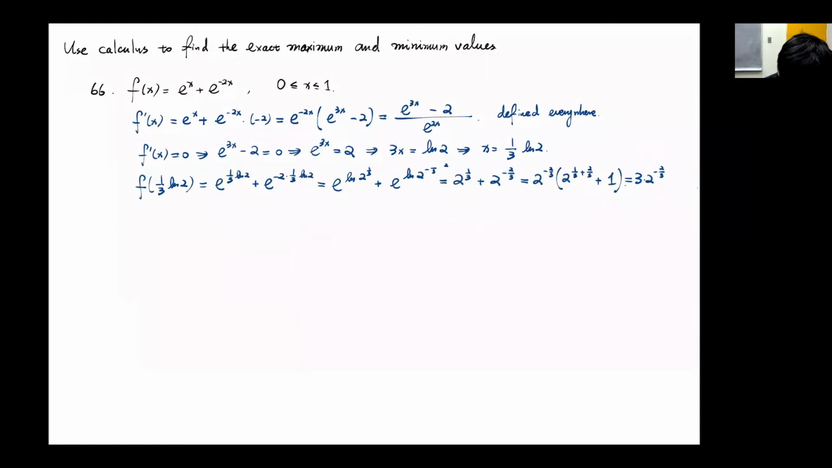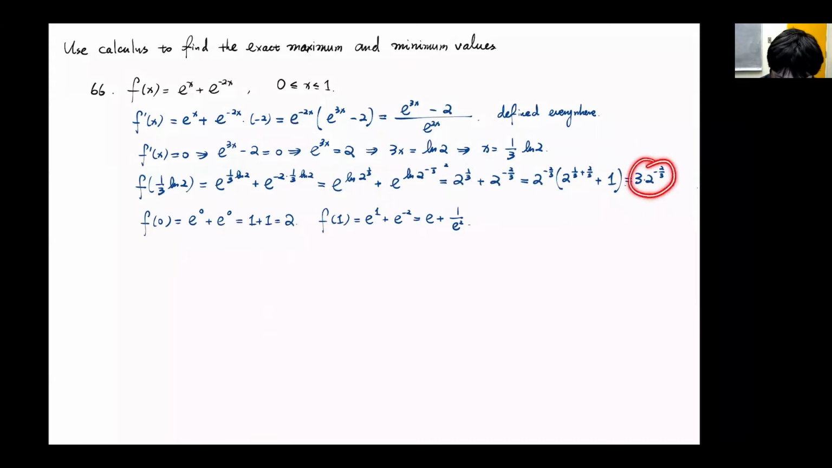So let's look at the endpoint values first. f of 0 is going to be e to the 0 plus e to the 0. So this will be 1 plus 1, and the answer will be 2. And f of 1 will simply be e to the 1 plus e to the minus 2, which is e plus 1 over e squared. So that's f of 1. Now the problem is which one is larger. Clearly 2 is less than e, so f of 0 will be smaller than f of 1. That's something obviously seen from this form.